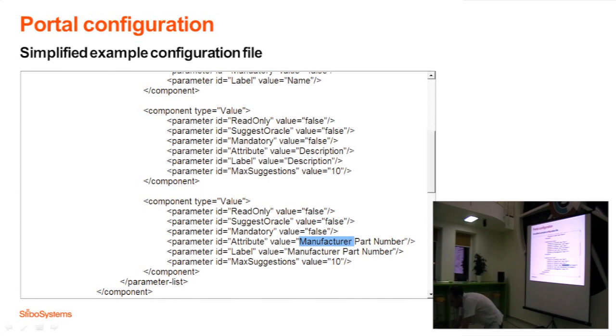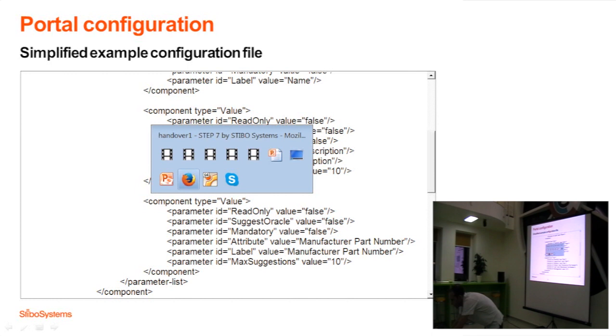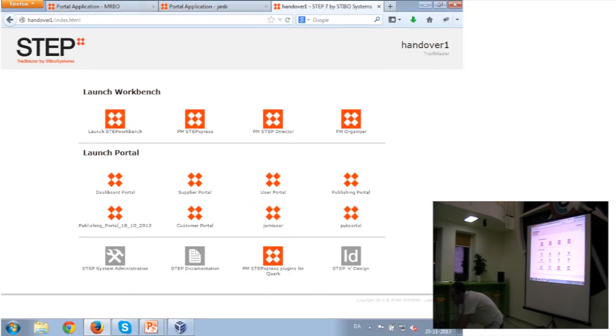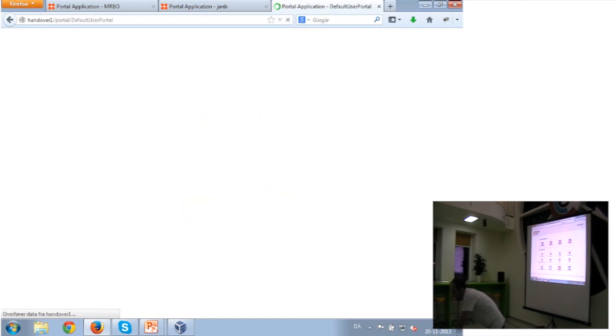Okay, so let me find our web start page. This is the page where it all starts. We have the ability here to launch the workbench, which is the legacy system. I'll not do that now. And we have some portals down here which are configured for this instance of Stibo. Let's go into the user portal here.